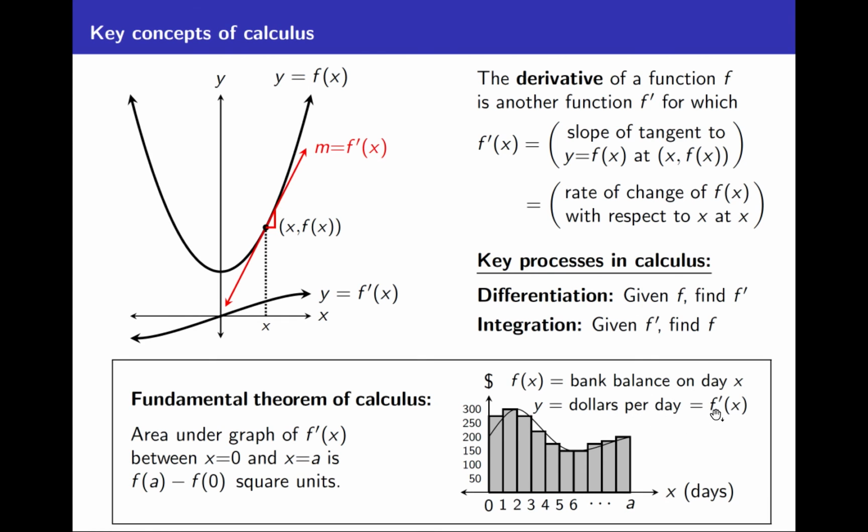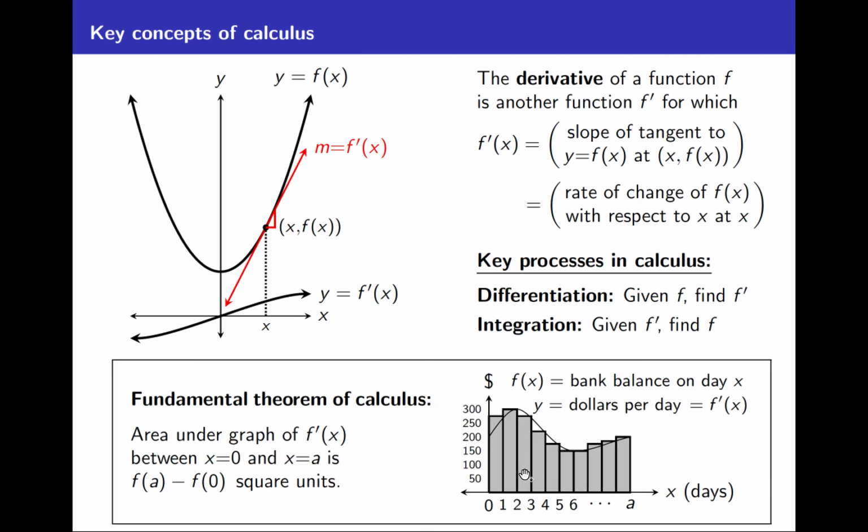So y is equal to f prime of x. Roughly stated here, we have a graph of f prime of x, and notice that the shaded bars are the area under that graph. If you look at each bar, its area is the amount of money you made on that day. The base is 1, and the height is the number of dollars you made. So 1 times the number of dollars is the number of dollars you made.